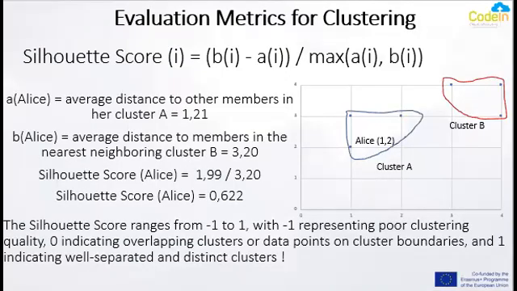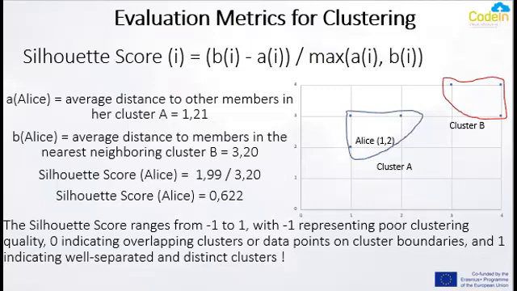The silhouette score ranges from -1 to 1, with -1 representing poor clustering quality, 0 indicating overlapping clusters or data points on cluster boundaries, and 1 indicating well-separated and distinct clusters.